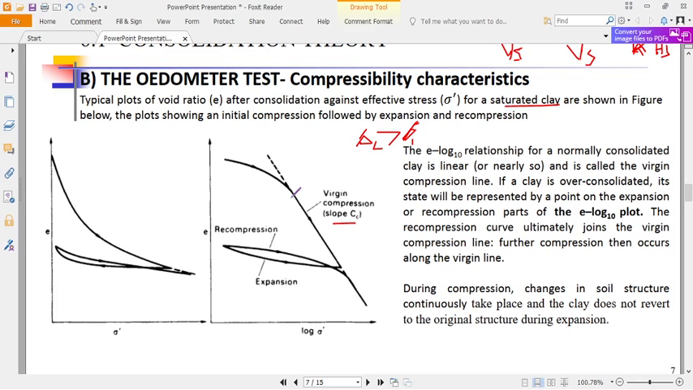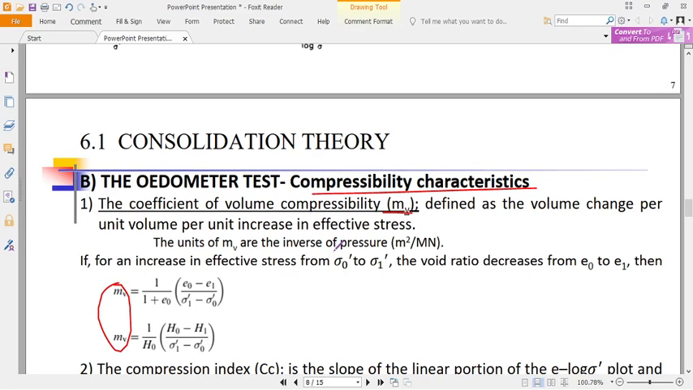This will be our E1, divided by the change along this side, which will be the log of rho naught minus the log of rho 1. We are going to look at that. So these parameters are needed to predict settlement in the field. Is that okay? So what do we need in the lab to be able to determine this?